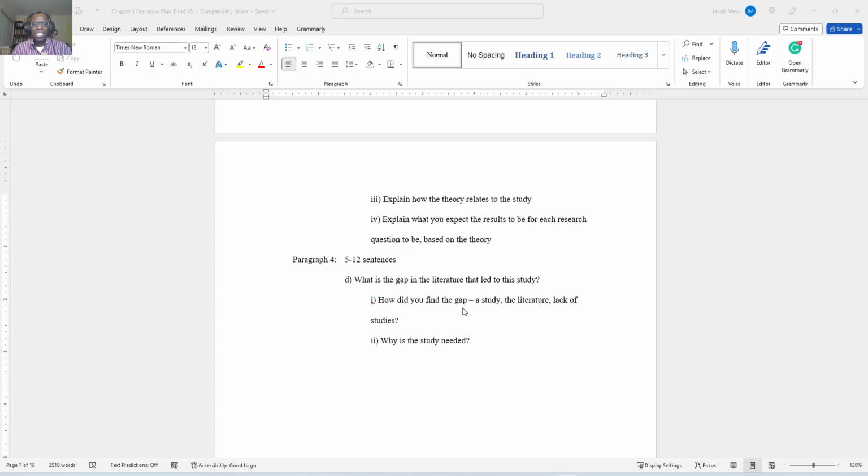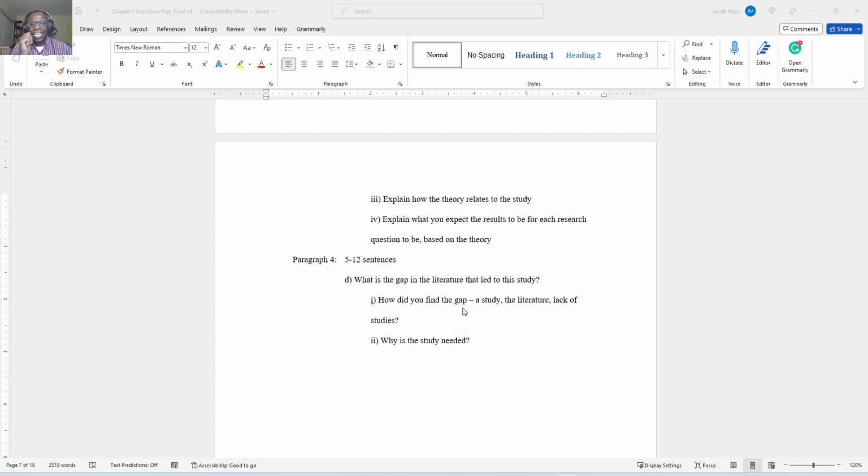The second approach is from the literature itself. So you examine the literature, and then you realize after you examine the literature, there is no literature that covers this specific area, right? So you would say, based on an analysis of the literature, we see that the literature covers this, it covers this, it covers this, it covers this, but it does not cover this. Therefore, this is a gap in the literature that this study will address. Okay, that's the second approach.